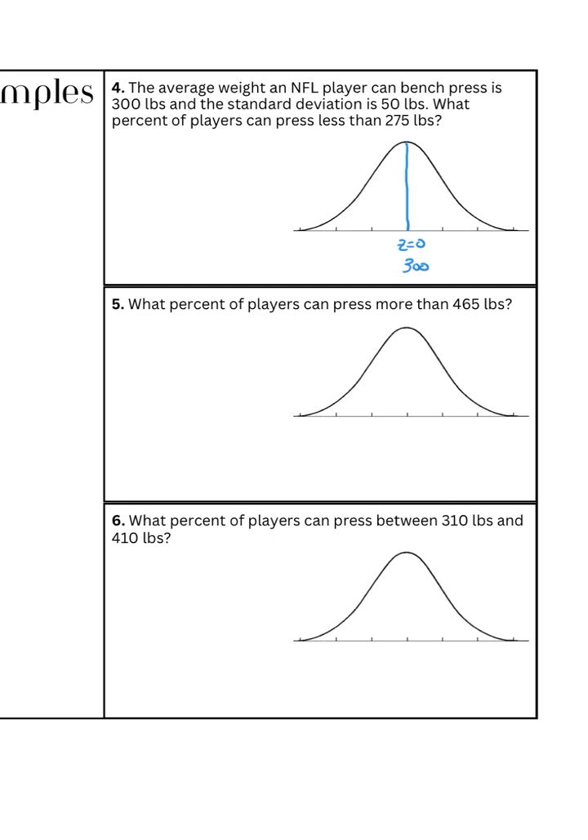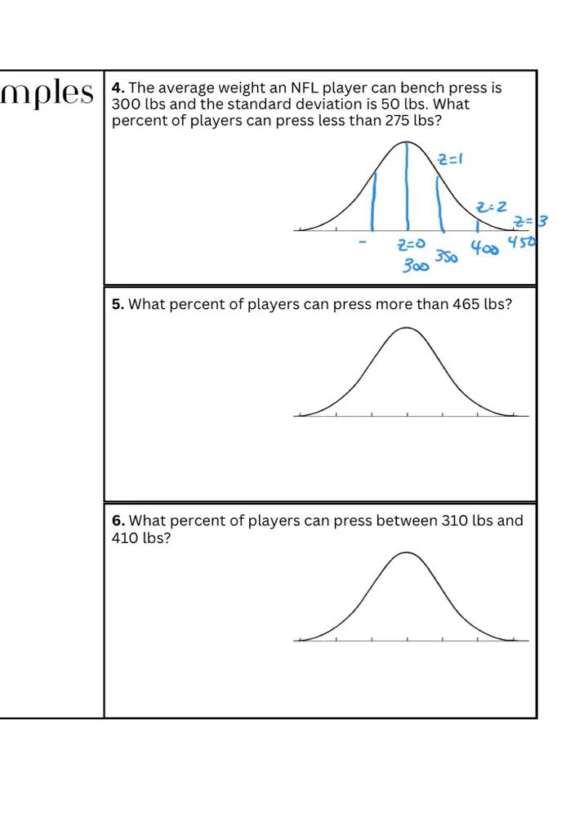The standard deviation is 50. So to have a z-score of 1, somebody would have to bench or lift 350. To have a z-score of 2, they would have to lift 400. And a z-score of 3 would be 450. So the z is just how many standard deviations we are from the mean.